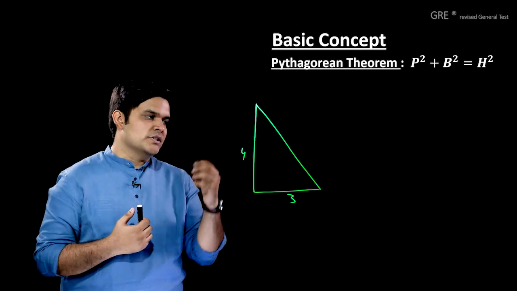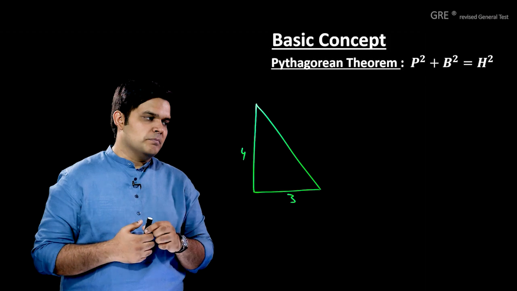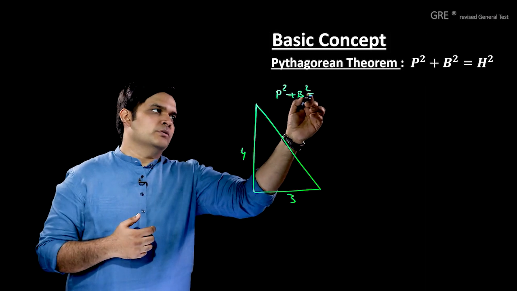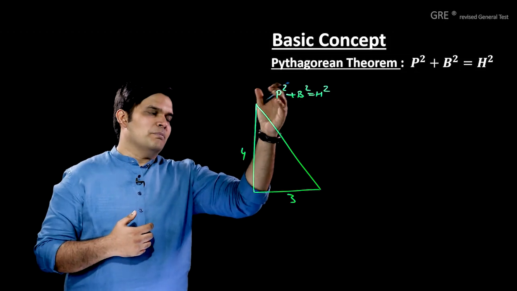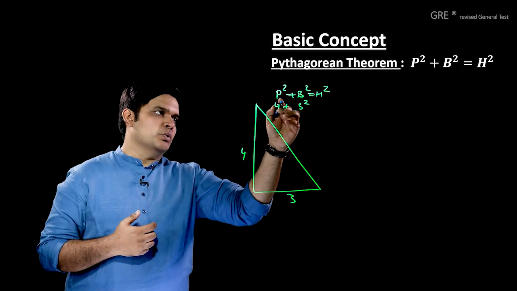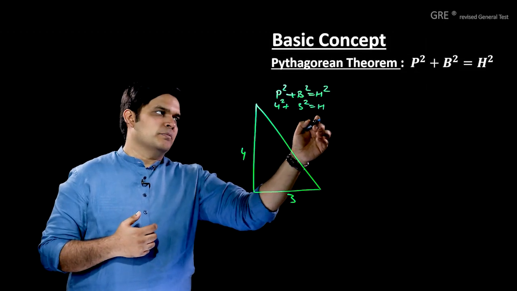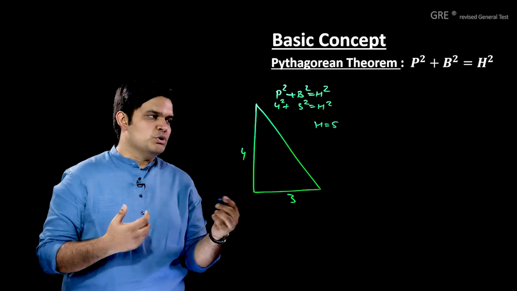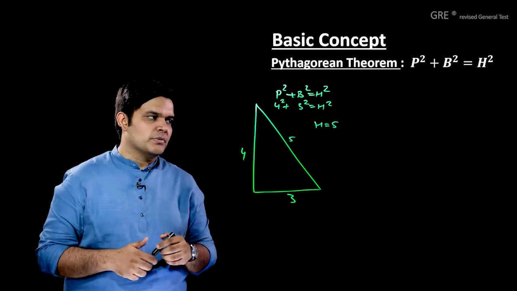To figure out the third side, we can use the Pythagorean theorem, which is p square plus p square is equal to h square, where p is 4 and 3 square, that gives h square. And here I'm getting the value of h is 5, which means this side is 5.